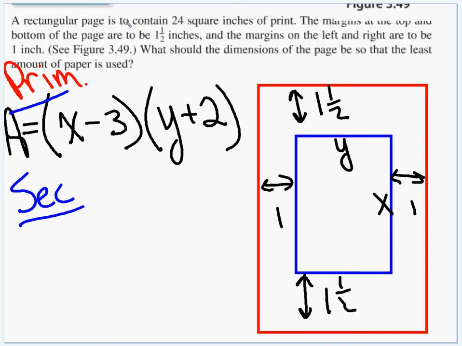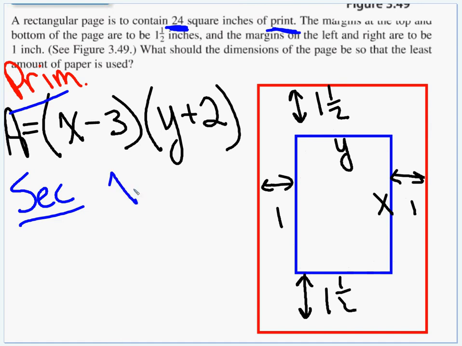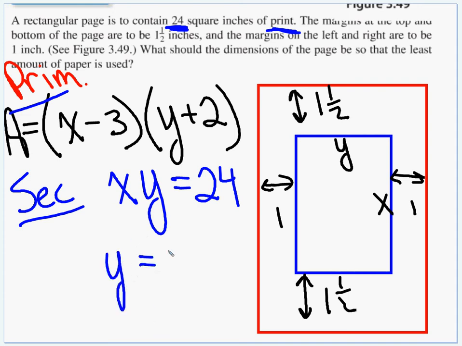Now it says here, rectangular pages do contain 24 inches of print, and that's this blue box in here. This should be 24 square inches. How do we find that area? Well, it's x times y. X times y equals 24. So we've got a primary, we've got a secondary. We're going to solve the secondary for one variable and plug it into that primary. I'm partial to leaving x's in my equations, so let's solve this for y. Y equals 24 over x.